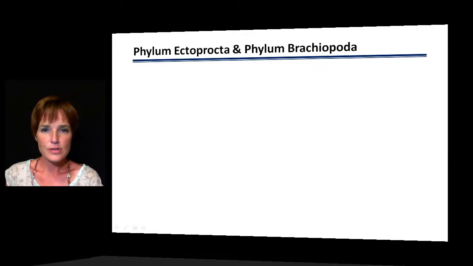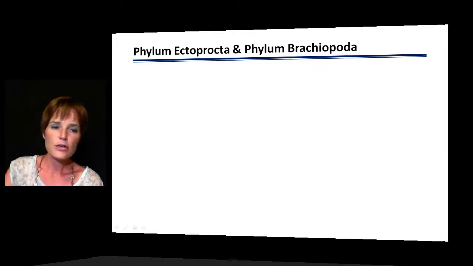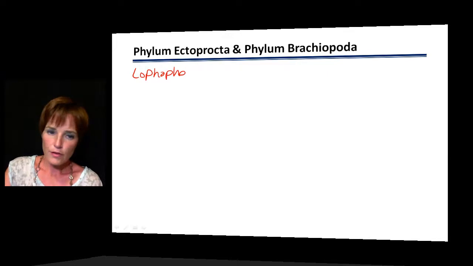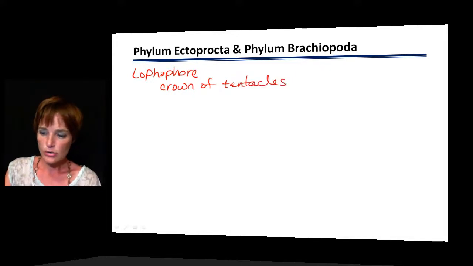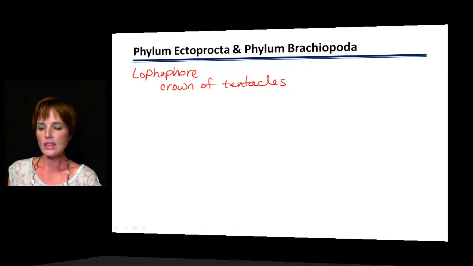The two phyla that you see on this slide, the Ectoprocta and the Brachiopoda, do exhibit that lophophore. The lophophore is a crown of tentacles. These tentacles are used for feeding. They're going to pull water in, and that helps to trap food particles inside of it.